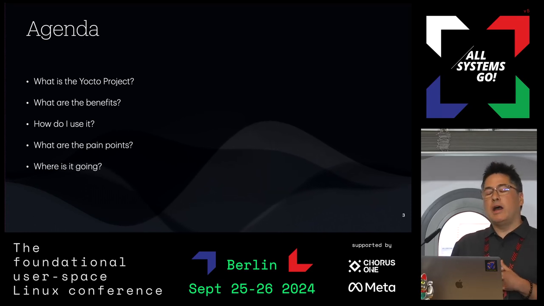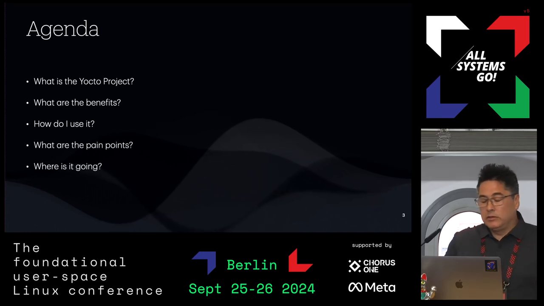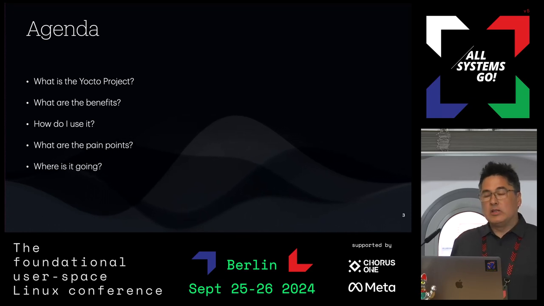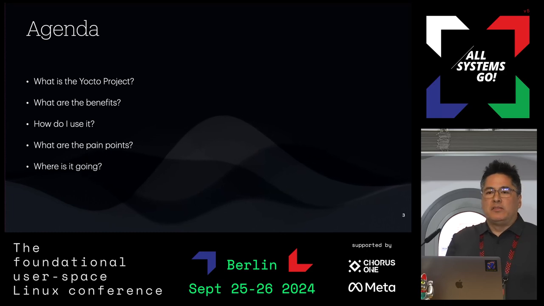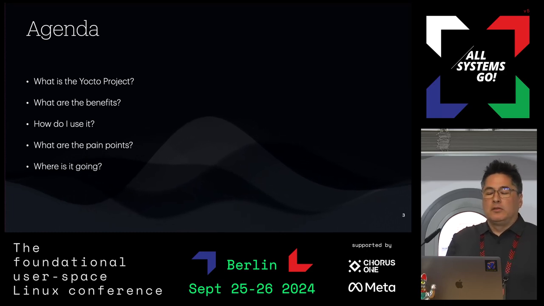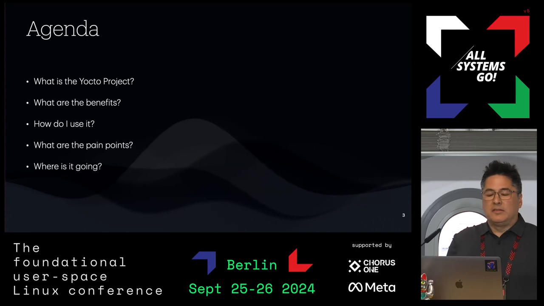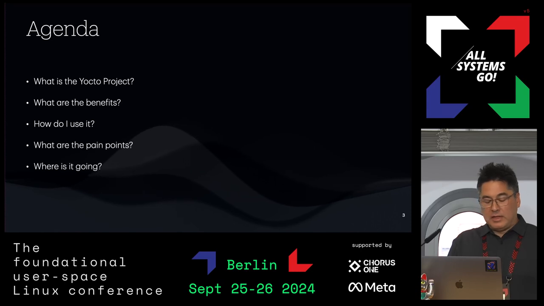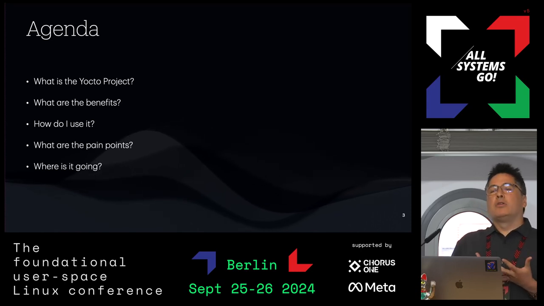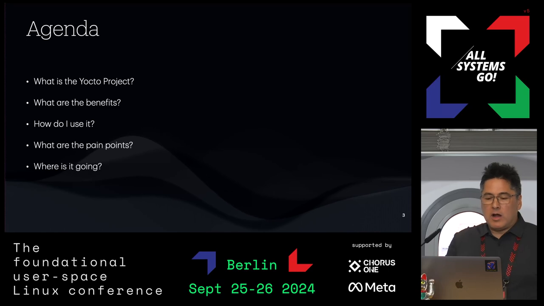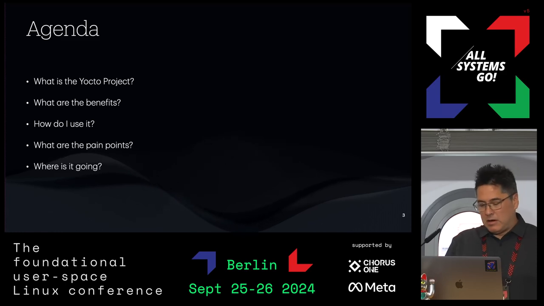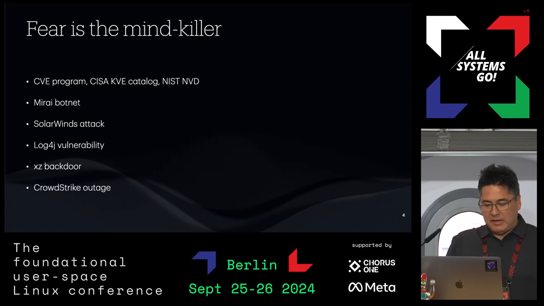I'm going to show you how to use Yocto to build an OCI image. And then I'm going to talk about the pain points, of which there are some very significant ones, but I believe they can be mitigated successfully. And lastly, I'm going to talk about the future of the project, which is very exciting and I think very relevant to what a lot of you do on a day-to-day basis.